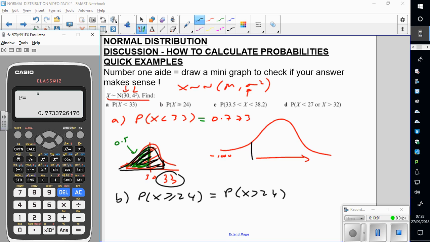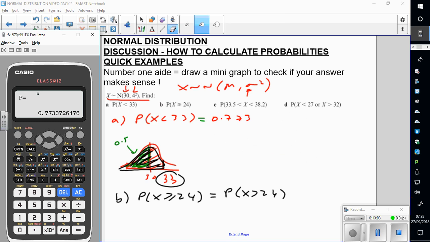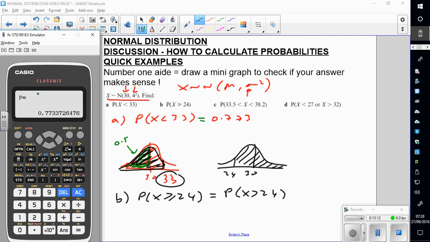Okay, so again we always draw a little sketch, so the mean's in the middle. We're looking for 24, which is here, and everything above 24. So we can see it's all to the right. But our calculators only work from left to right. So what we're going to have to do is 1 minus the probability of x less than 24. So this is less than 24. So if we do 1 subtract all the red bit, then we must be getting our answer.